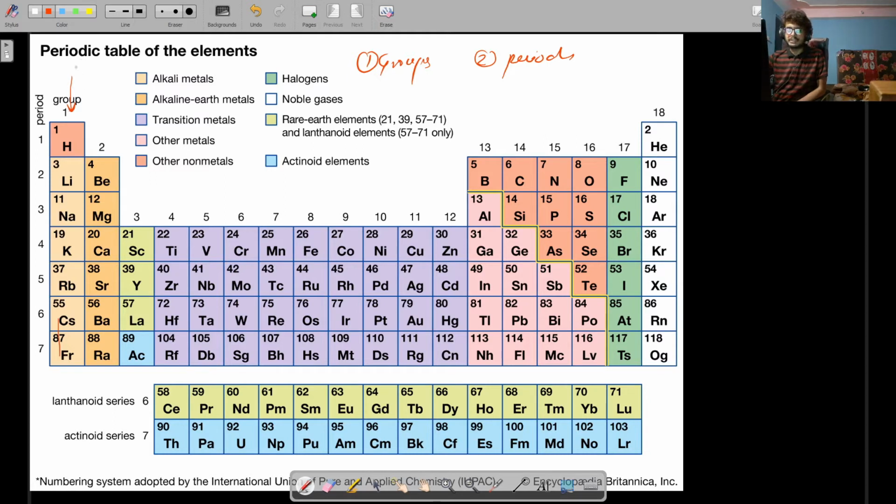So the column arrangement is known as groups. This is group 1, group 2, group 3, and it goes on to group number 18. Then we have periods. A period is the horizontal one. So this one belongs to the first period, this one belongs to the second period, this one to the third period, this whole thing belongs to the fourth period, and so on: 5, 6, 7. So there are 18 groups and 7 periods in the periodic table.